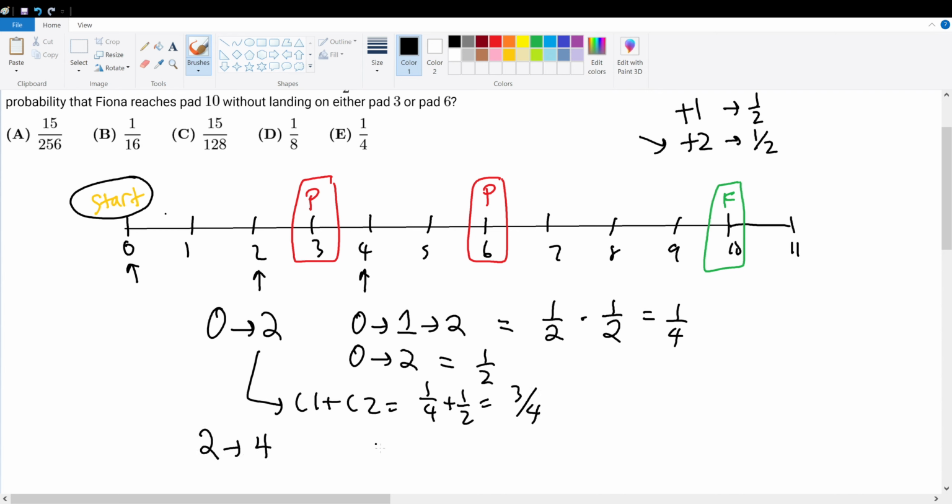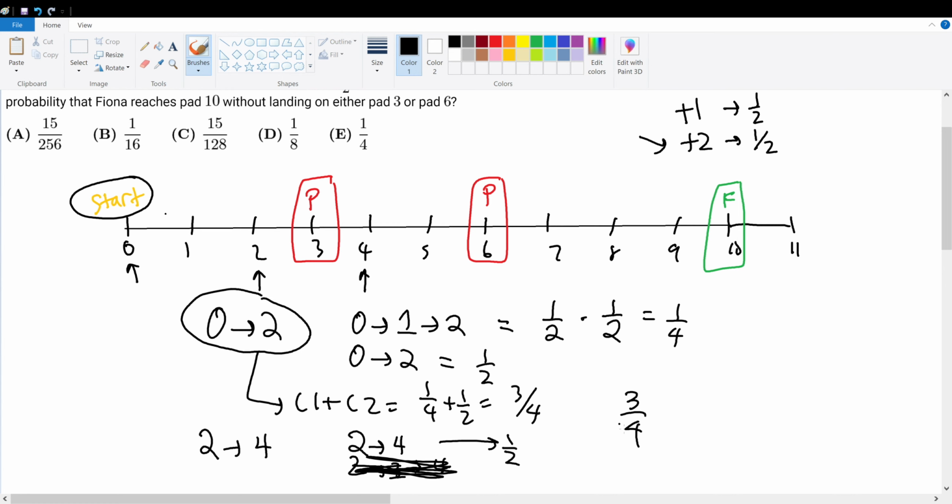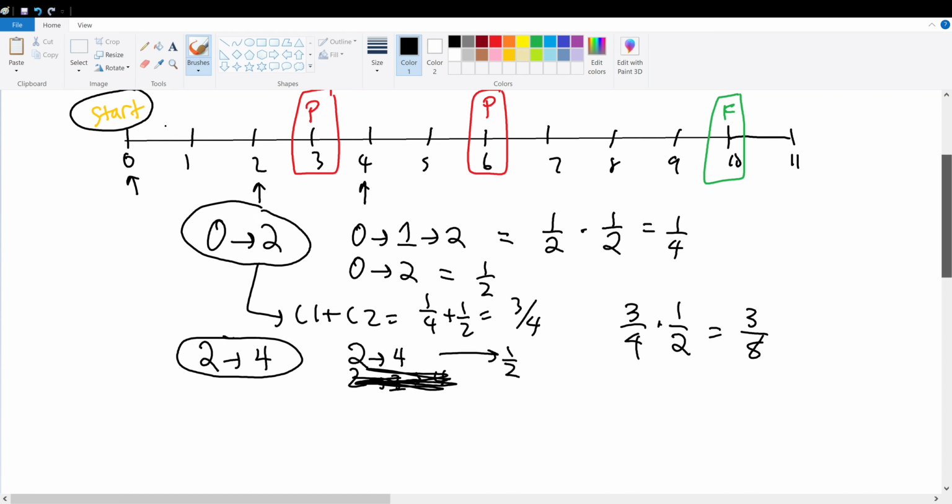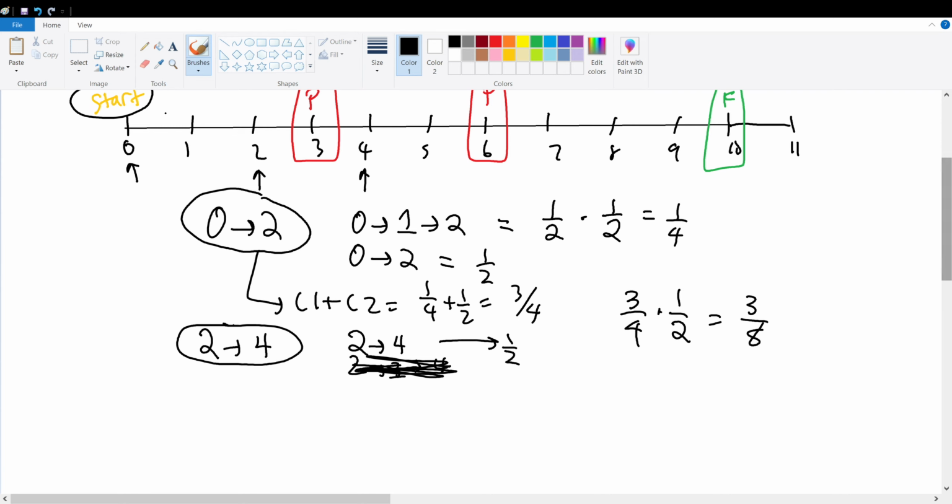The only way to get from 2 to 4 is obviously 2 to 4. She can't go 2 to 3 to 4 because that would land on pad 3, and she wants to avoid pad 3 because it's a predator. So she can only do a +2 jump, and that is 1/2. In addition to the 0 to 2 probability, she must also do 2 to 4, which is multiplied by 1/2. That's equal to 3/8.